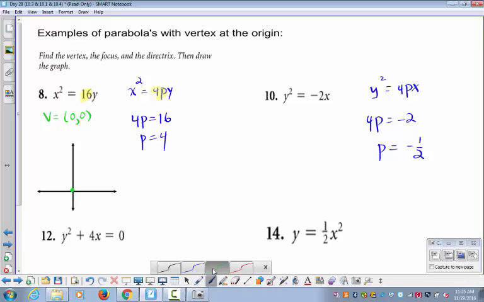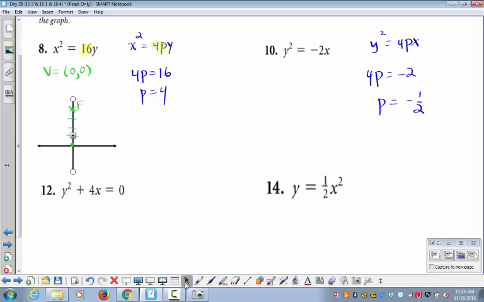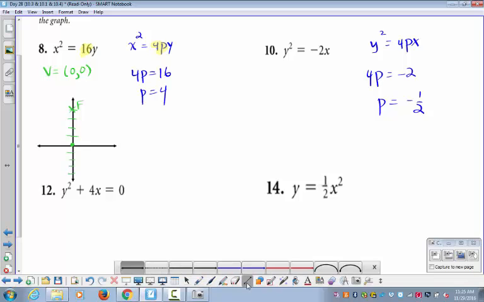P is 4. That means we need to go up 4 to get to the focus. So the focus, 1, 2, 3, 4, is right there. That's the focus. And it means that we need to go down 4 to get to the directrix. Because P is positive, I know it's going to open up, not down. And the directrix is a line.